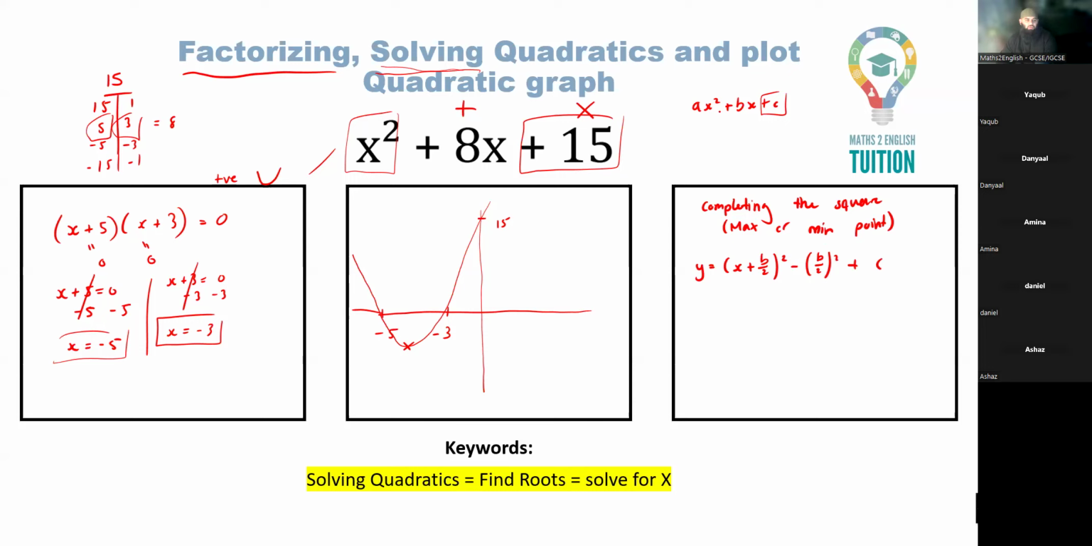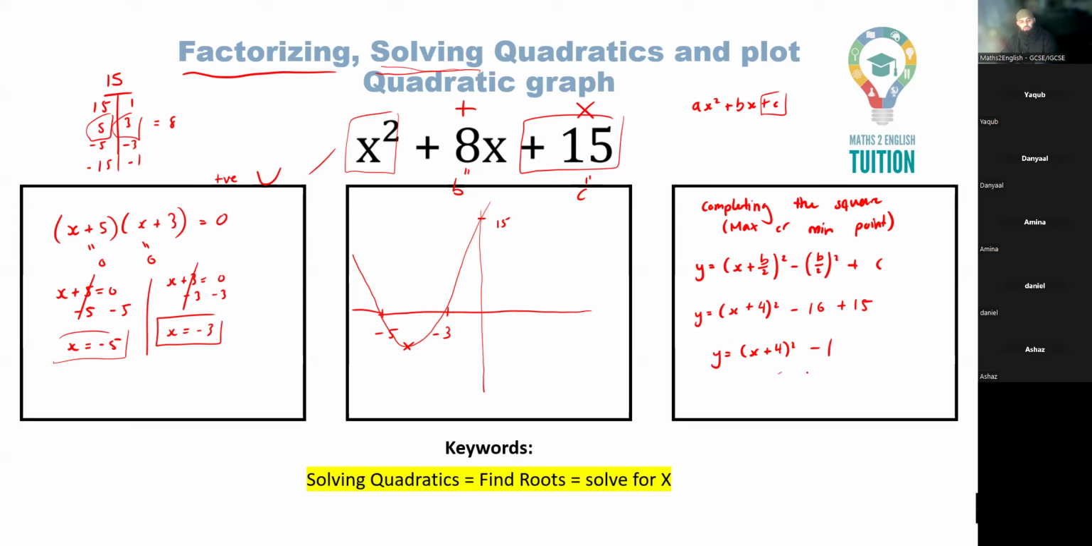So if you have ax squared plus bx plus c, my b is going to be 8, my c is going to be 15. I'm going to substitute the values over here. y equals (x plus 8 over 2, which is 4) squared, minus (8 over 2, which is 4) squared, which is 16, plus 15. So I'm going to get y equals (x plus 4) squared, minus 16 plus 15, which is minus 1.